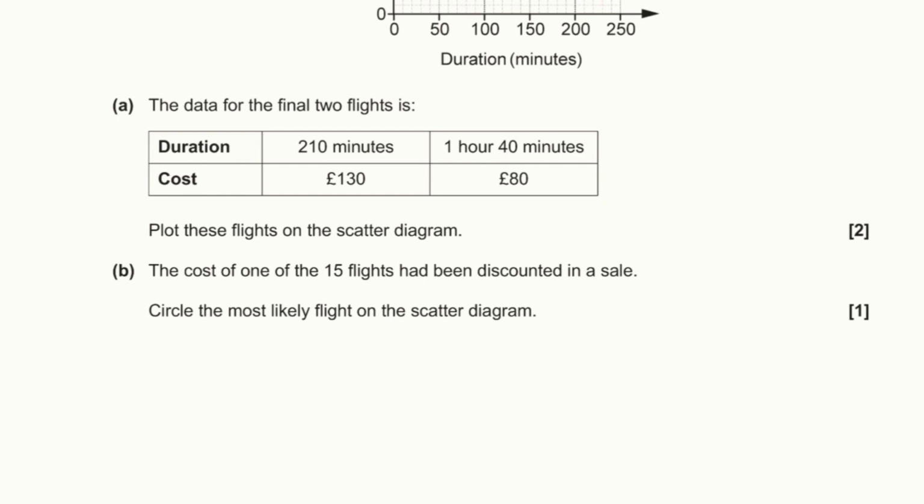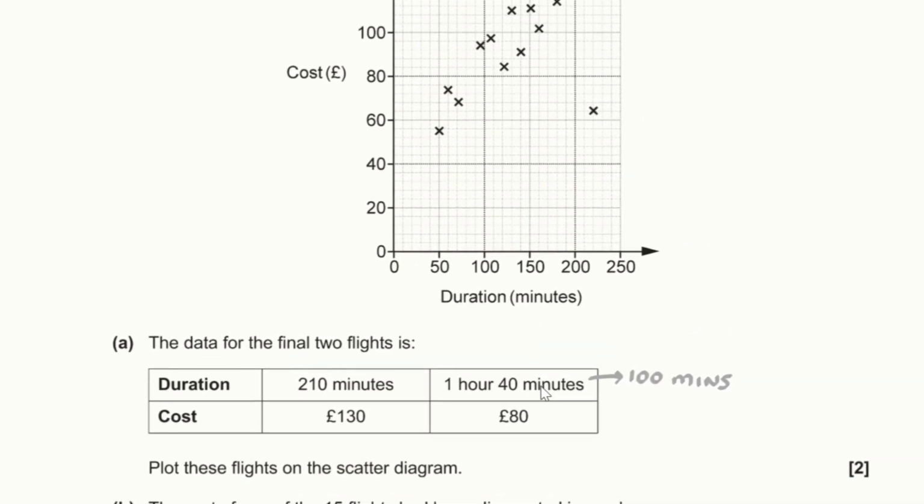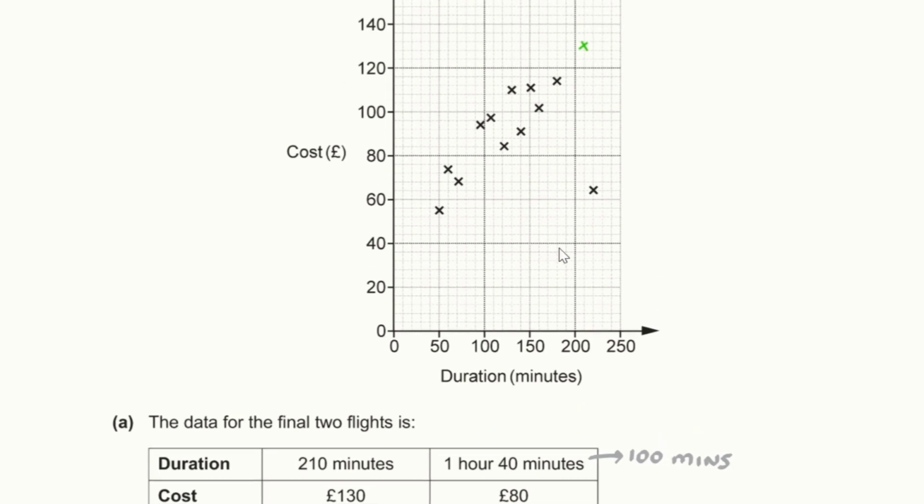1 hour 40 minutes. Well, first of all, the duration is in minutes. So we need to convert this 1 hour 40 minutes to just minutes. 1 hour is 60 minutes. 60 minutes plus 40 minutes is equal to 100 minutes. So 100, 80, that will go over here.